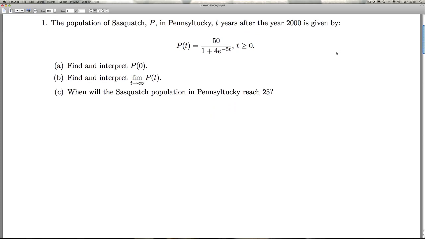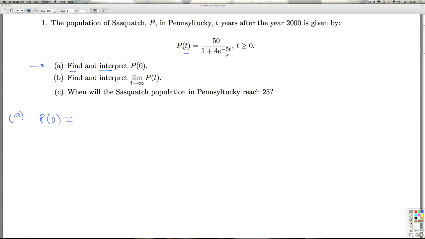We are given the population of Sasquatch, P, in the mythical region of Pennsylvania, t years after the year 2000, given by this equation. And then, in part A, we're asked to find and interpret the quantity P of 0. Okay, so how do we find P of 0? This is good old-fashioned function notation.